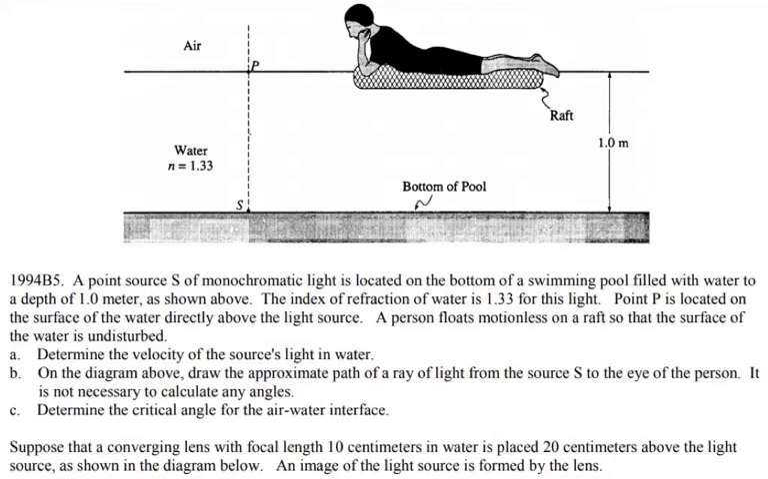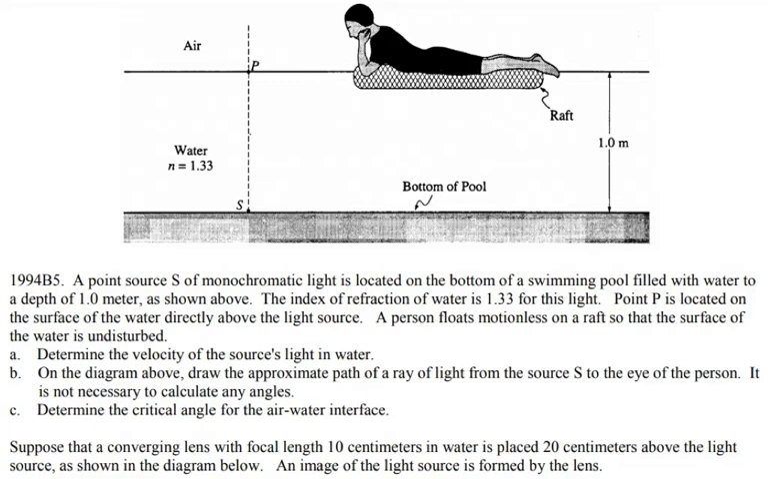This is an FRQ question from 1994 from AP Physics B. Now these sections are covered in AP Physics 2. A point source S of monochromatic light is located on the bottom of a swimming pool filled with water to a depth of 1 meter, as shown in the picture.